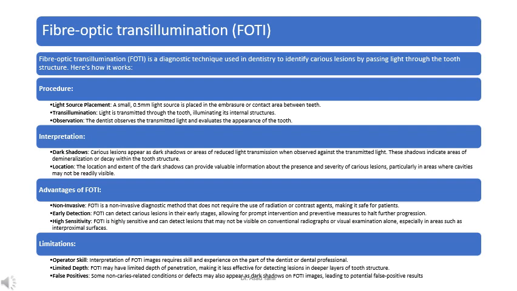Interpretation. Dark shadows. Carious lesions appear as dark shadows or areas of reduced light transmission when observed against the transmitted light. These shadows indicate areas of demineralization or decay within the tooth structure. Location. The location and extent of the dark shadows can provide valuable information about the presence and severity of carious lesions, particularly in areas where cavities may not be readily visible.